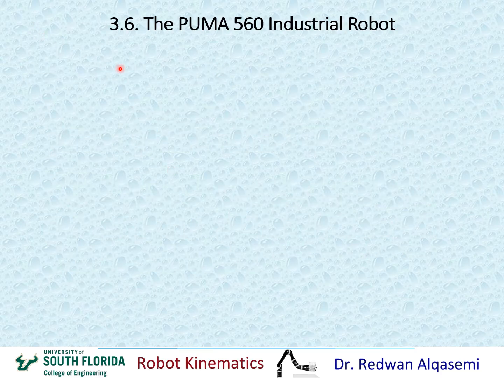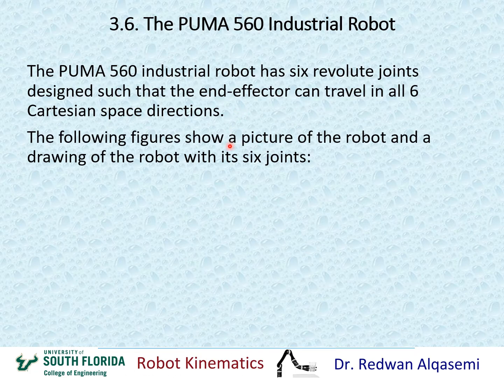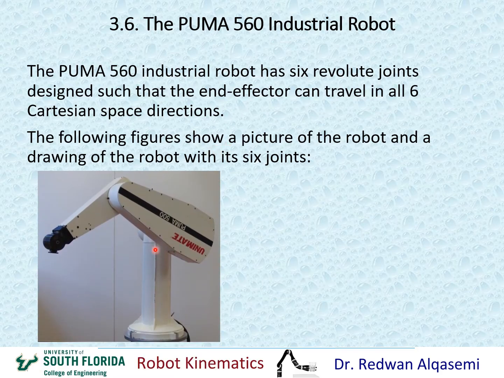Here's an example of an industrial robot that's called PUMA 560. And this is an industrial robot that's been around for decades. And it has 6 revolute joints, so 6 axes. And it's designed such that the end effector can travel in all 6 Cartesian space directions. So the end effector or the gripper can travel in X and Y and Z. And it can rotate about X and Y and Z. So the following figures will show pictures of the robot that you can see here. Okay, so that's the PUMA 560 robot.